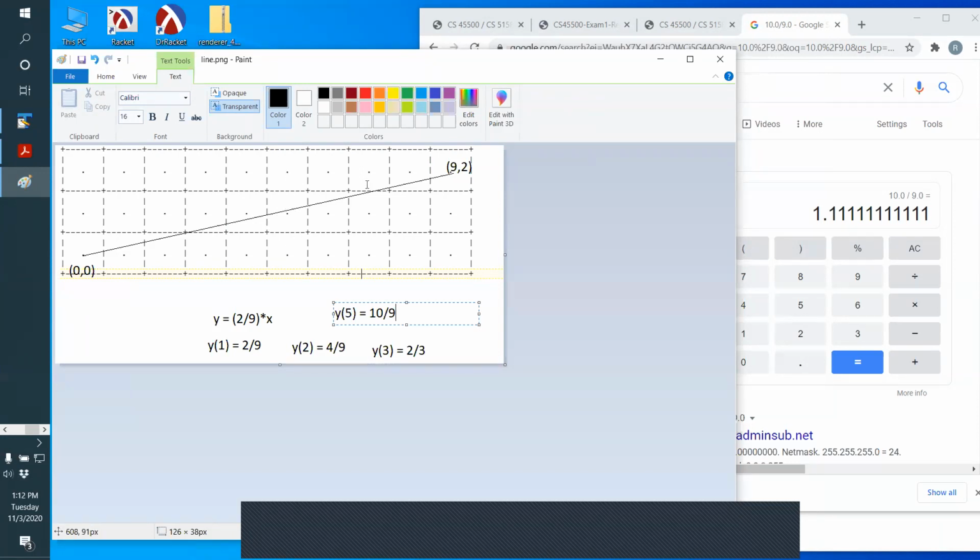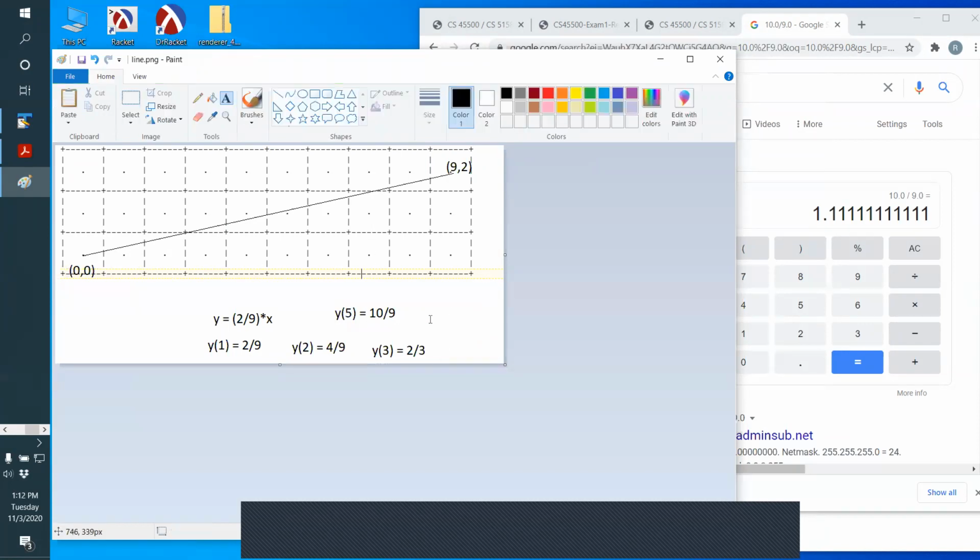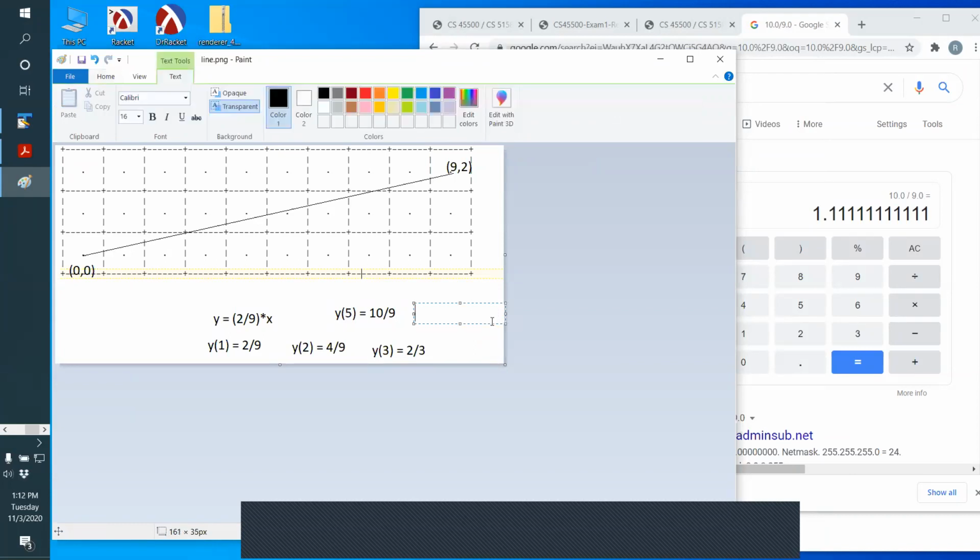Okay, what about this one? It looked like it was right. Oh, notice it's really almost right in the middle. Now that one's 0, 1, 2, 3, 4, 5, 6, 7. So one more. Let's do y of 7. Y of 7 equals 14/9.